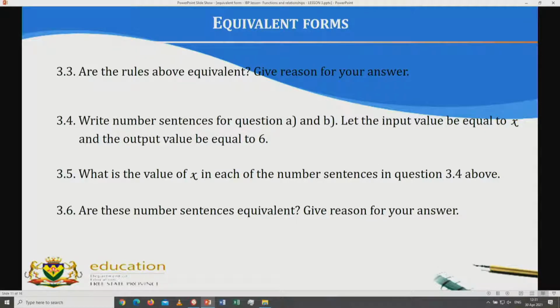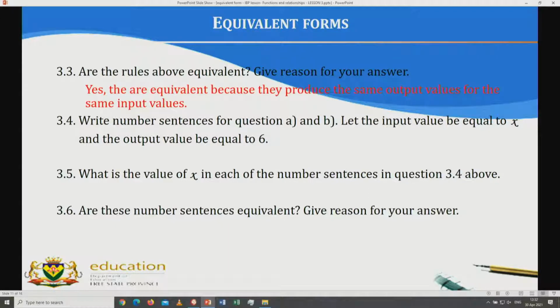Are the rules above equivalent? Give reason for your answer. Write number sentences for question A and B. Let the input value be equal to X and the output value be equal to 6. 3.5. What is the value of X in each of the number sentences in question 3.4 above? Are the number sentences equivalent? Give reason for your answer.